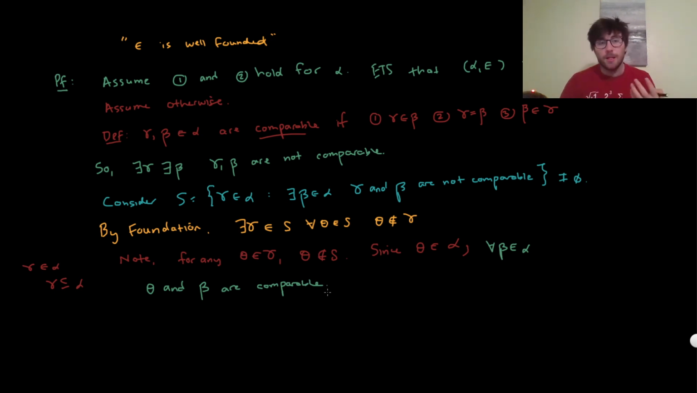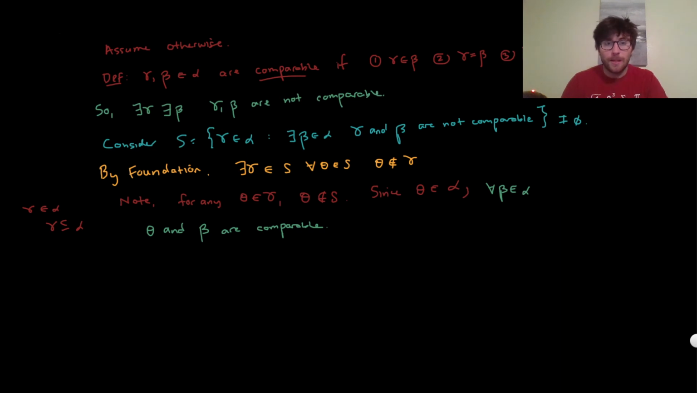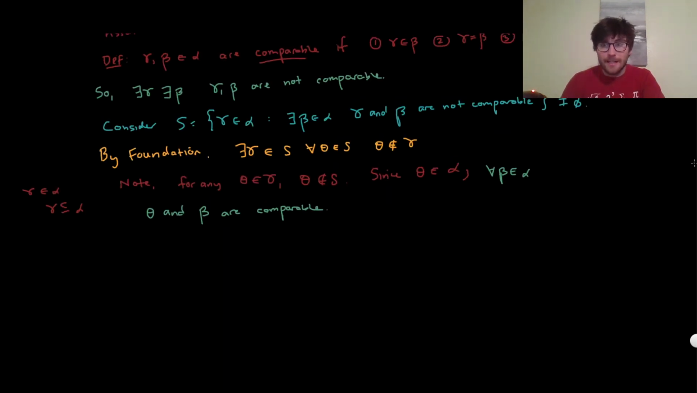So in other words, not only is theta witnessing that alpha is not total, all of its elements don't witness that alpha is not total. So all of gamma's elements are comparable with all of alpha's elements. Okay. So we're not exactly done yet, but there's one more step to this argument before we can start finishing things off.